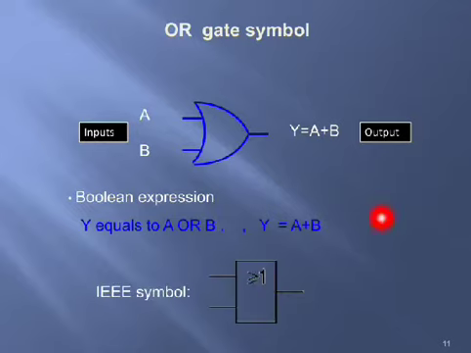So this is the IEEE symbol of the OR gate, a two input OR gate. It will be accepting two inputs and producing one output.